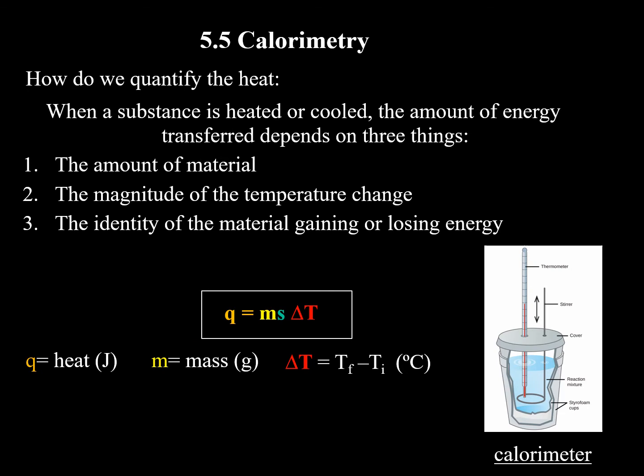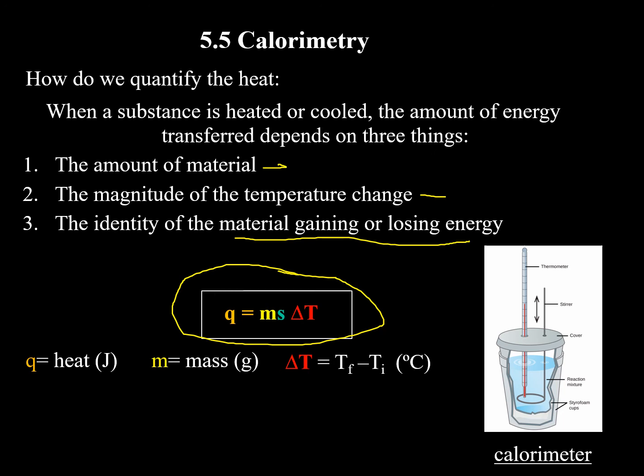We have this equation, Q equals m s delta T. Q is the heat that's transferred. M is the mass of our substance. S is the specific heat, which is given to you by those charts. And delta T is the change in temperature, T final minus T initial, or T2 minus T1. So the heat depends on the temperature change and also the identity of the material, gained or lost.